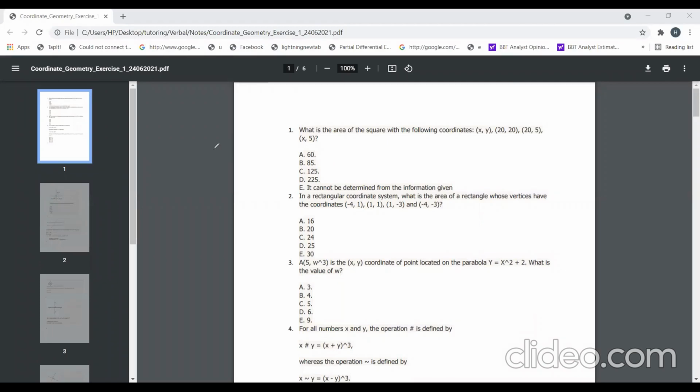Question number one. What is the area of the square with the following coordinates? X, Y, 20, 20, 25, X, 5. Yes, D, 25. But how to find that? That's the question.